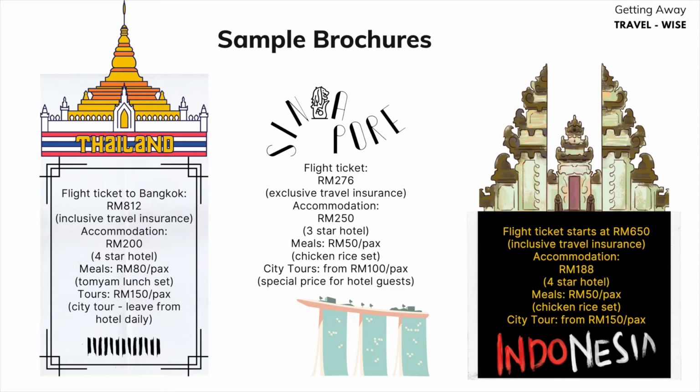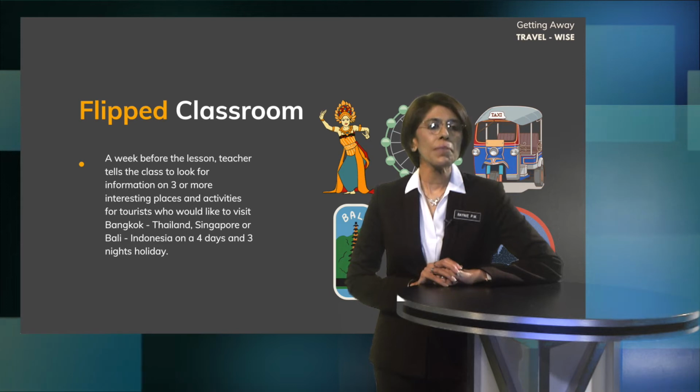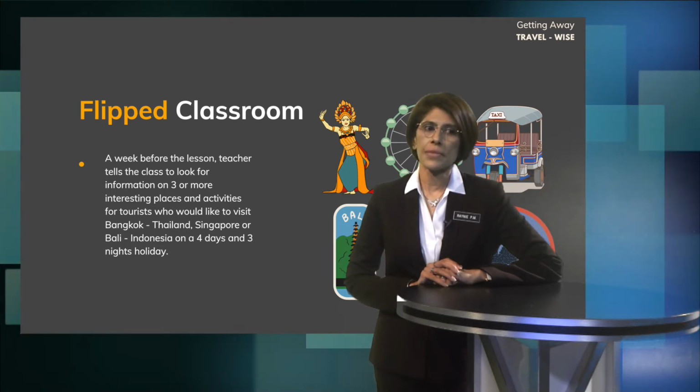Now, for the activity proper. A week before the lesson, the teacher tells the class to look for information on 3 or more interesting places and activities for tourists who would like to visit either Bangkok, Thailand, Bali, Indonesia, or Singapore on a 4-day, 3-night holiday. This will be a flipped classroom activity.